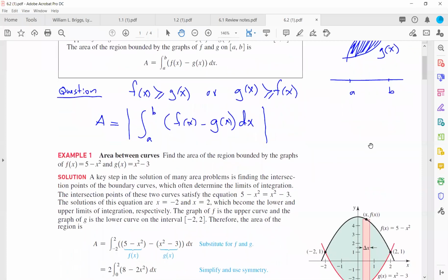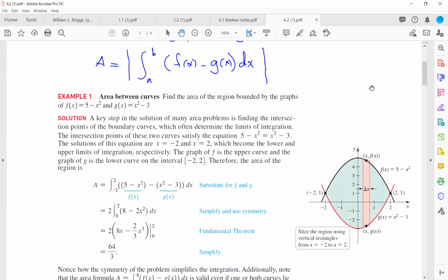Here's example 1 for you. The question says, find the area of the region bounded between two nice graphs. The first one is a quadratic function, 5 minus x squared. And the second one, another quadratic function, x squared minus 3. Okay, note that here you don't know what a and b are.